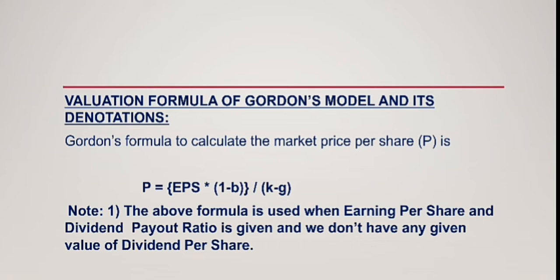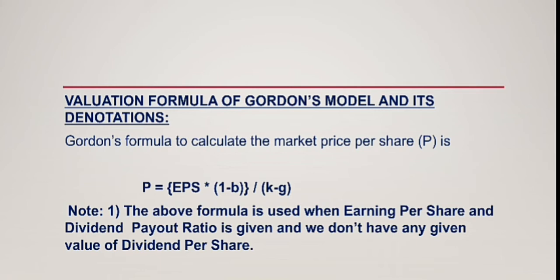So just look at the formula first. P stands for market price per share, equals earning per share multiplied by 1 minus b, and that is divided by K minus G. K stands for capitalization rate or cost of equity, and G stands for growth rate.